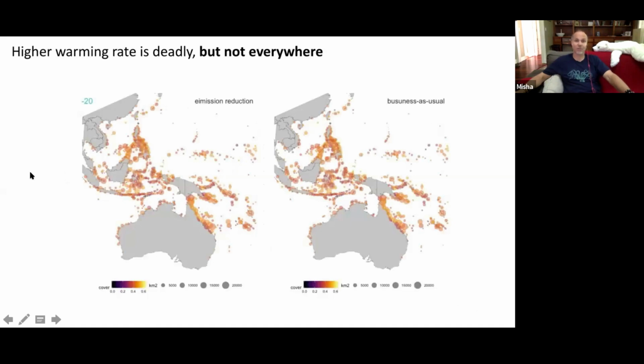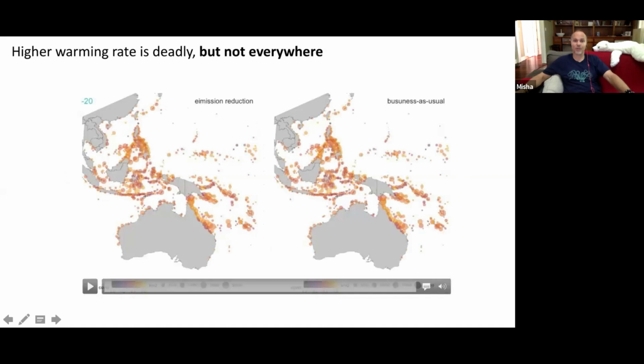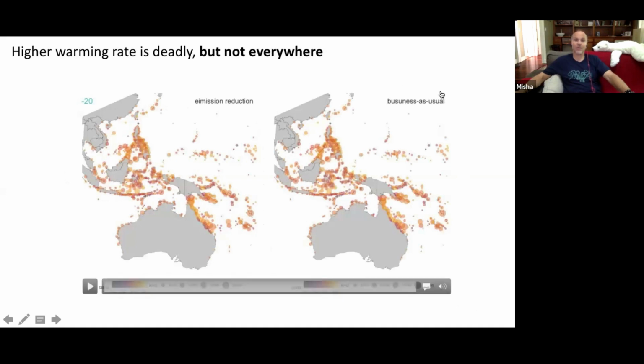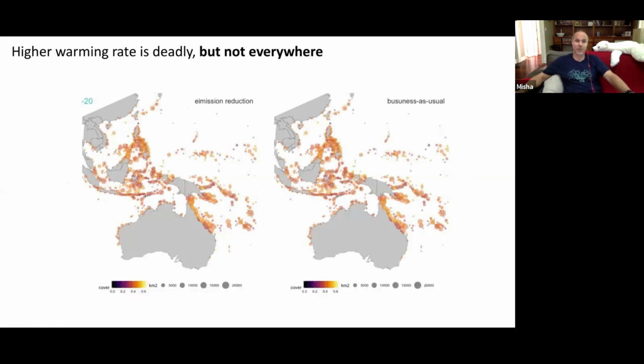So here is my movie of how the model runs. We start pre-warming, they're all the same. This model is RCP 4.5 with emission reduction. This is business as usual scenario, the bad one. And this number will indicate number of years since the start of warming. Minus 20 means, well, 20 years before warming. So let's see how it looks. There is also El Nino type fluctuations in the model, so you will see some pulses of color. So in about 30, 50 years, you already see considerable declines in the business as usual thing.